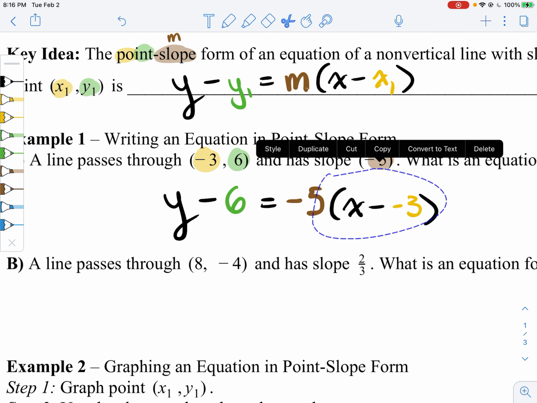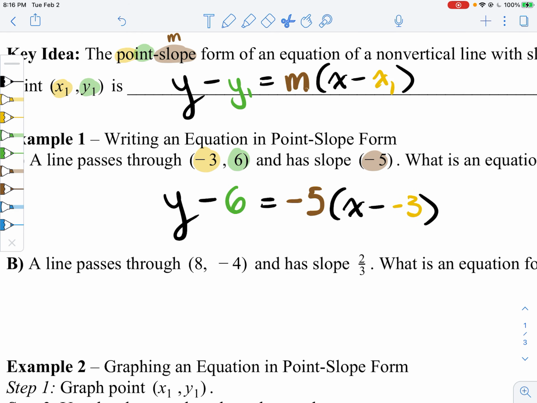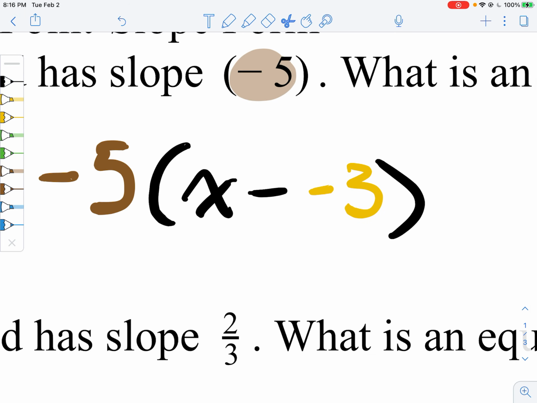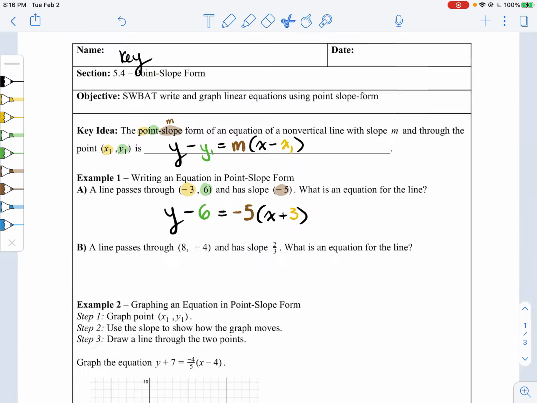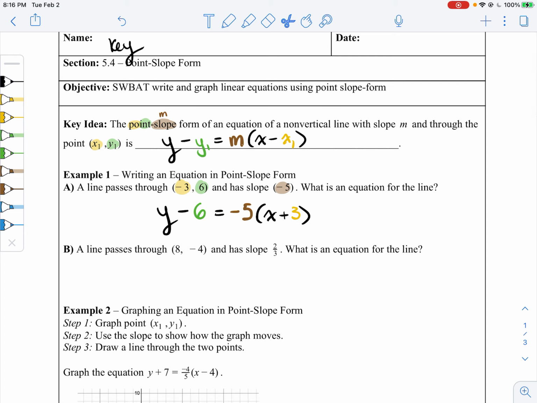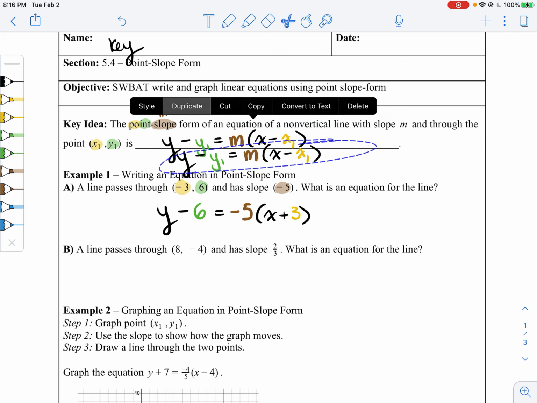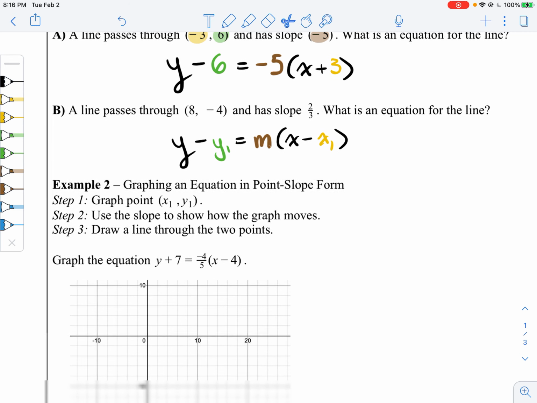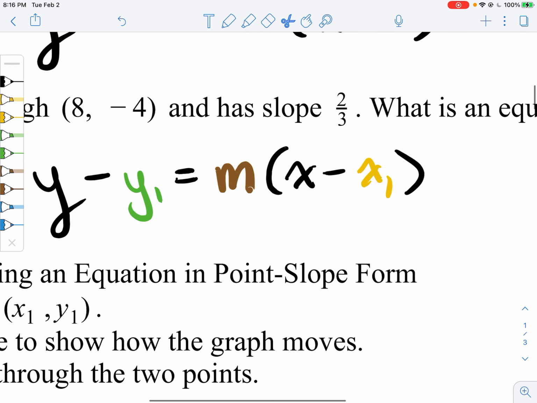There's one tiny little thing to fix, and that tiny little thing is this guy right here. Two negatives, when you add them up, make a positive. So minus -3 is the same thing as +3. So that's just x plus 3, and you leave it just like that. Ta-da! Now go ahead and follow that same pattern: y minus y1 equals m times x minus x1. Plug in this information.